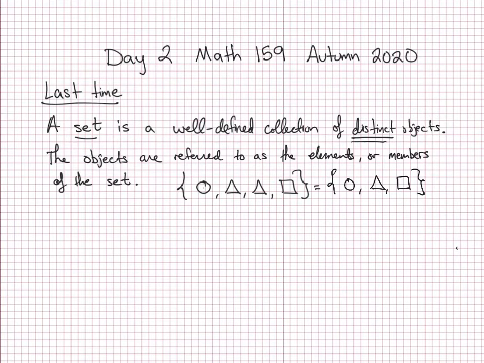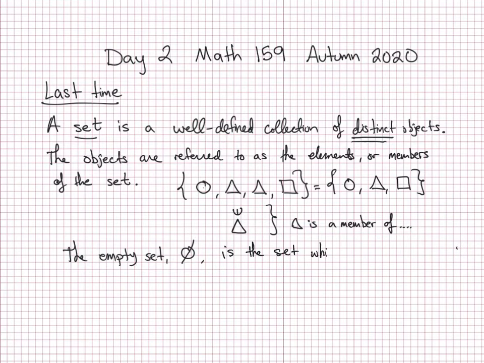So maybe just some notation here. I say triangle is in this set to mean that triangle is a member of this set, which I haven't named. Okay, so let me give an example now, a very important example. The empty set, which will always be denoted with this symbol, is the set with no elements, which contains no elements.